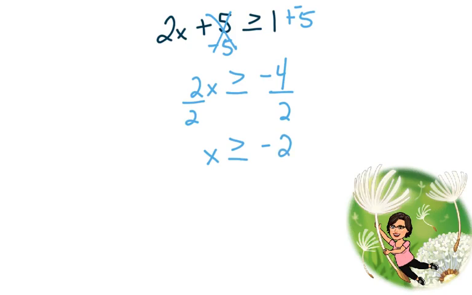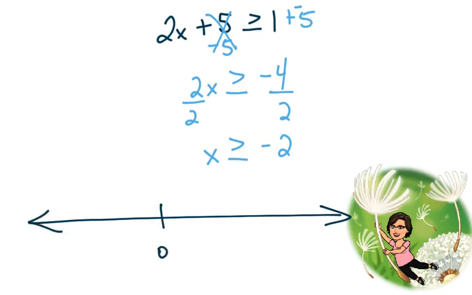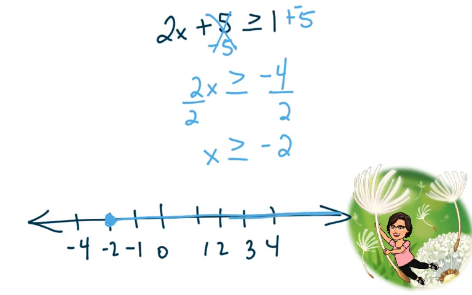And then you are to graph it. And it says x is greater than or equal to negative 2. So you're going to draw a closed dot because it's greater than or equal to on negative 2. And it's greater than, so all the numbers that are greater than negative 2, which means it goes to the right. And don't forget to put your arrowhead on the end.